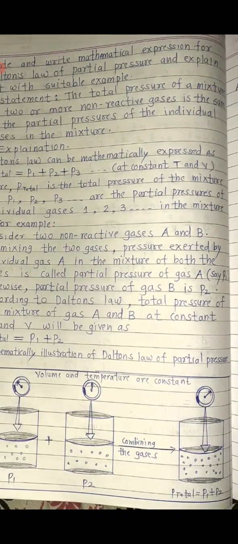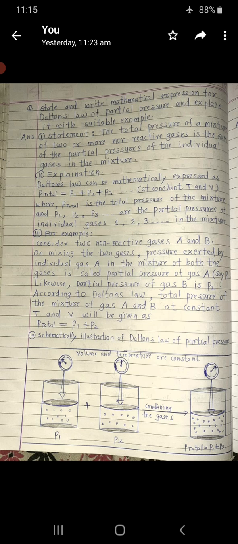Likewise, the partial pressure of gas B is P2. Now, according to Dalton's law, the total pressure of the mixture of gas A and B at constant temperature and pressure will be given as P total is equal to P1 plus P2.